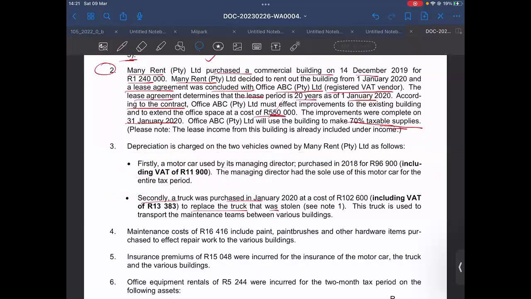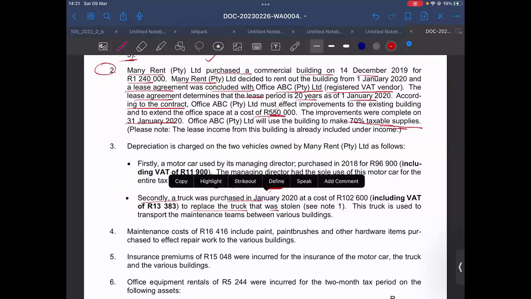Right, so what happened here is there is a car which was given to the managing director. We need to determine the value first. The value is the cost, which is 96,900 times 100 over 115. By saying times 100 over 115, we're taking out VAT here. Or you can just say 96,900 minus 11,900. But let's follow this format so that you won't get confused in the exam. So 96,900 times 100 over 115.